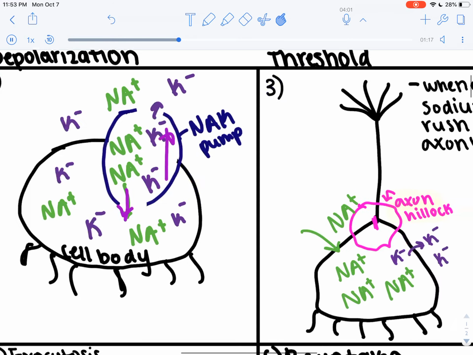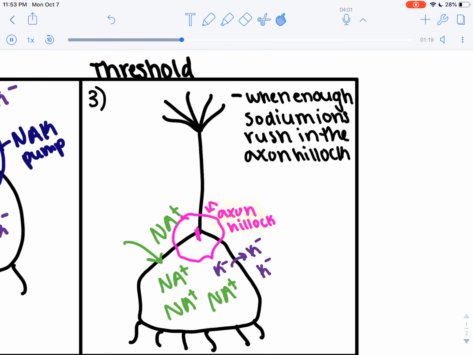Step 3 is threshold, and that's when enough sodium ions rush into that axon hillock, which is right here in pink. The sodium is able to rush through the cell body through voltage-gated channels, and the potassium leaves the cell body.